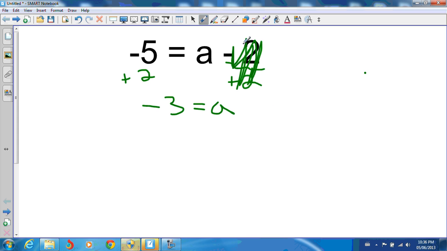Some people just like to take the negative 2 and move it to the other side. When you move it to the other side, you're basically changing it from a negative to a positive. If this was a positive 2, you would change it to a negative 2 on this side, and then just put these things together. So this is a pretty basic and straightforward one. You're always trying to get the a by itself, or whatever letter by itself.